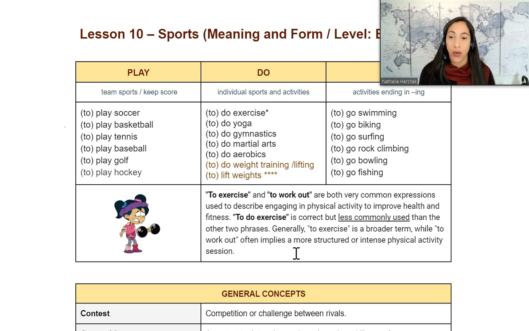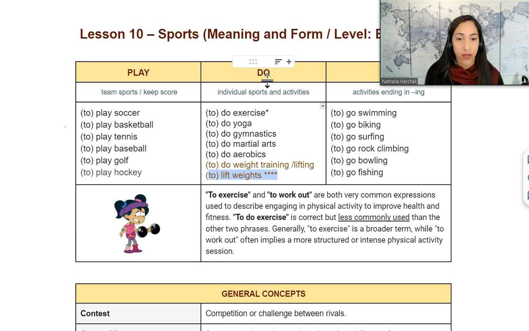All right? Okay, so you can do yoga, do gymnastics, do martial arts, do aerobics, and do weight training or do weightlifting or lift weights. So obviously this one does not really use the verb do, but I have this here because I would like you to know that if you say I do weight training or I do weightlifting, it is the same as to lift weights. Actually, lift weights is way more common than the other ones.